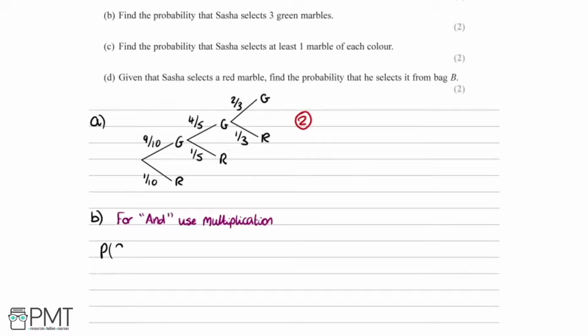So probability of 3 green marbles equals, and then multiplying them all together, we're going to get 9 out of 10. Multiplied by, because it's and, so it's 9 out of 10, and 4 over 5, and 2 over 3, which gives us 12 over 25, which is the final answer. So we get 1 mark here for realising that we need to use multiplication and picking the right numbers from the tree diagram. And then we get a final mark here for the correct probability.